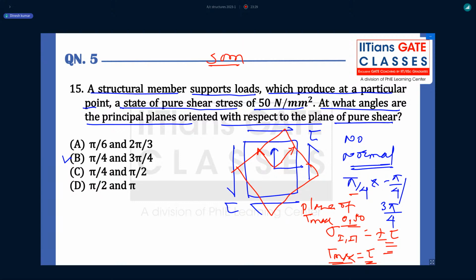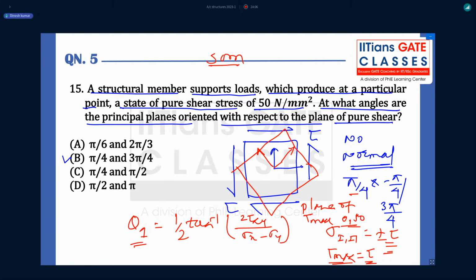Now guys, how did I get this pi by 4 and minus pi by 4? Usually we represent theta 3 for tau max, so this is theta 1. What is theta 1, guys? We know it is 1 by 2 tan inverse of 2 tau xy upon sigma x minus sigma y. So this is the first principal plane, right?